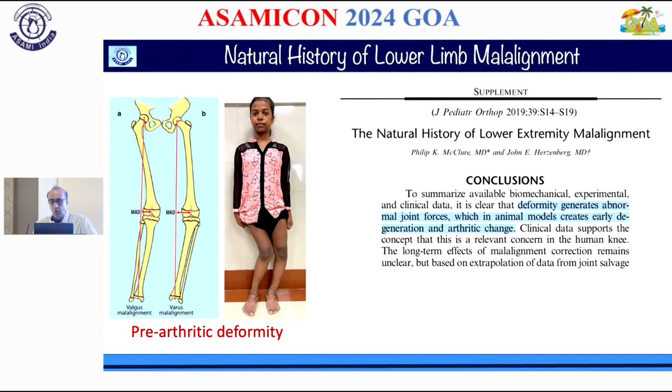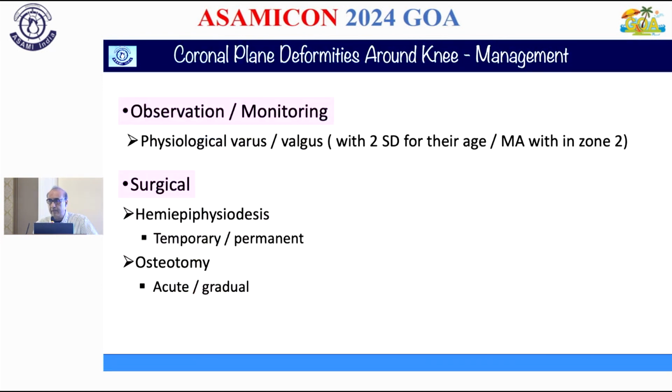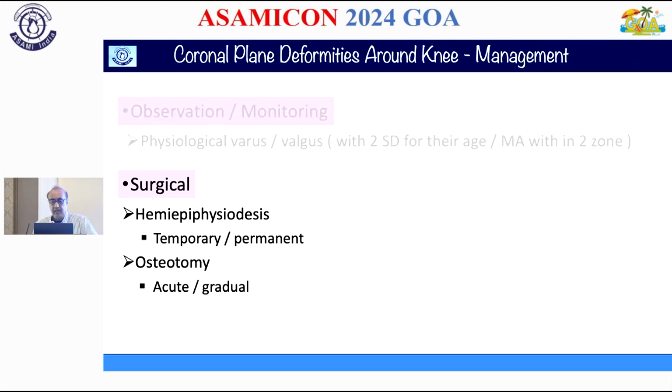Okay. So we all know that the natural history of lower limb malalignment is not benign. And I say it is a pre-arthritic deformity which leads to abnormal loading of the joints with early osteoarthritis. So what are the management options? Either observation for the physiological varus or valgus, or the surgical. I'll come to the surgical part.